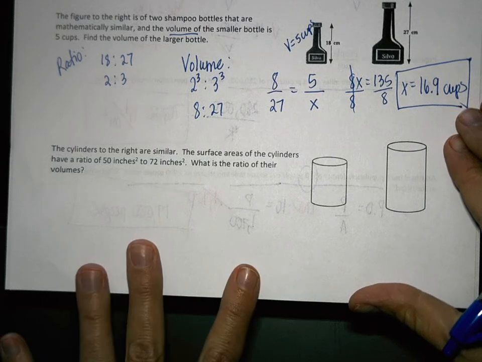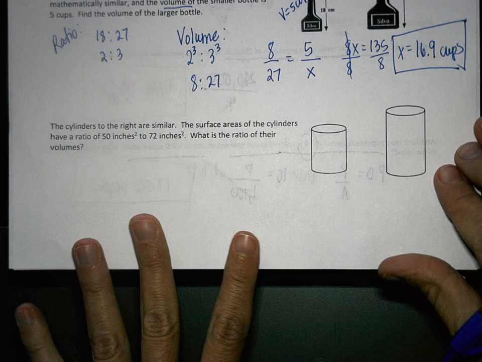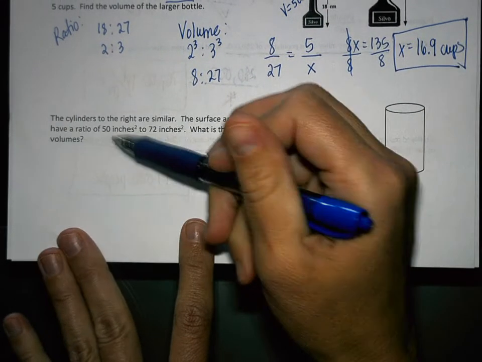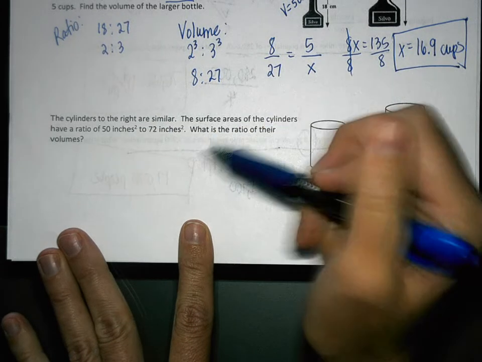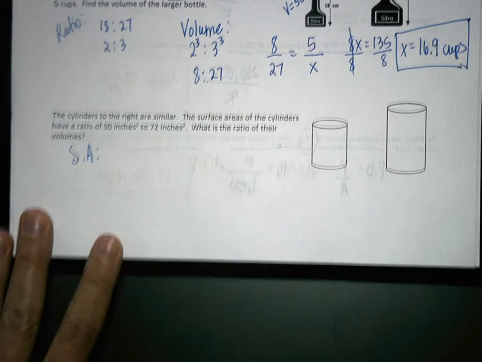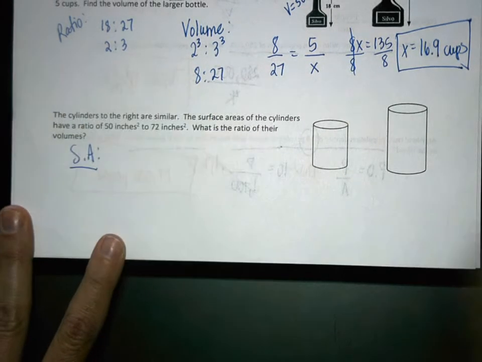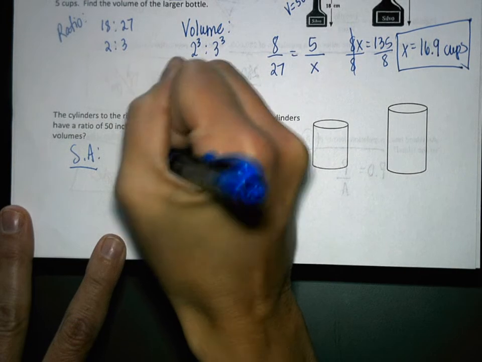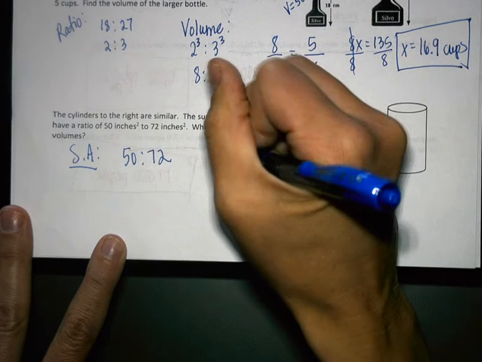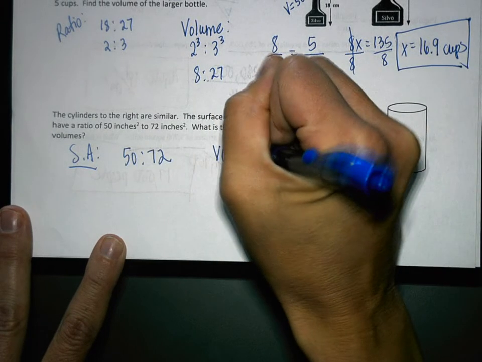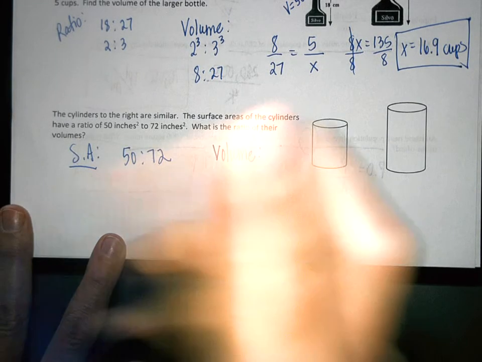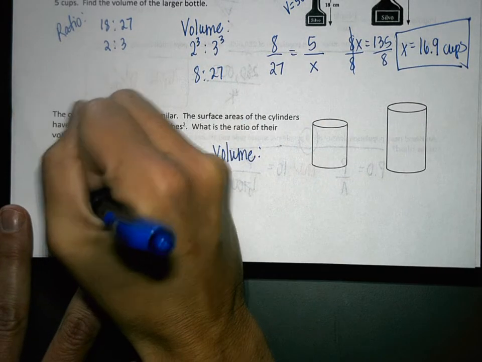Next example. The cylinders to the right are similar. The surface areas of the cylinders have a ratio of 50 inches squared to 72 inches squared. So right now, the ratio I have is surface area, and they said it is 50 to 72. And it wants to know what is the ratio of the volume. So surface area is what dimension? 2. It's your 2 dimensions.